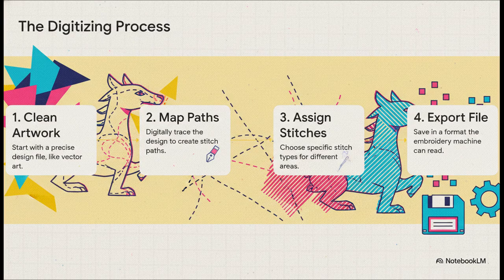You start with that clean artwork, right? Then a person called a digitizer maps out all the paths the stitches are going to follow. It's almost like they're tracing your design with thread. Then they assign specific stitch types, like a smooth satin stitch for borders or a fill stitch for bigger areas. And finally, they export a special file that the embroidery machine can actually read.